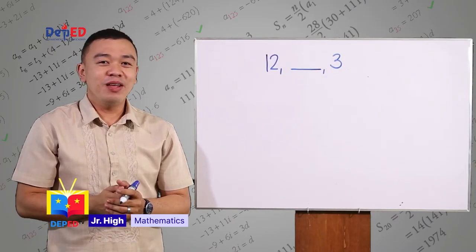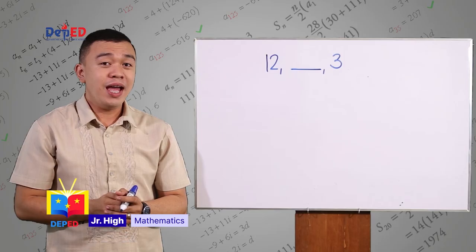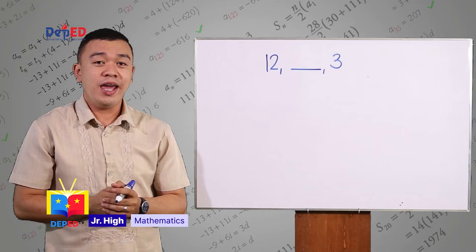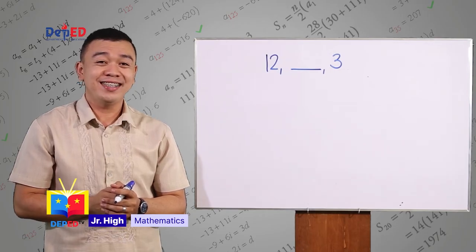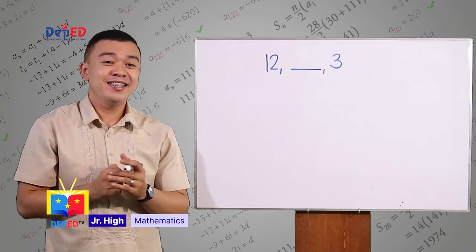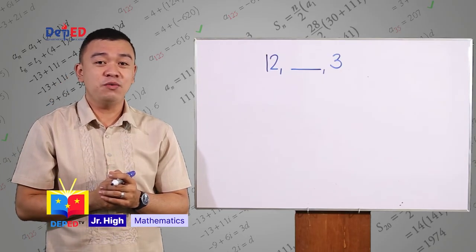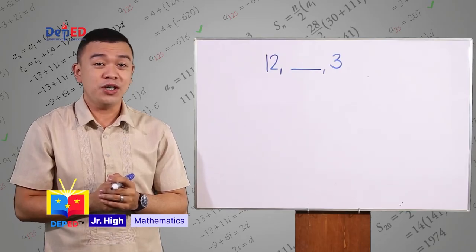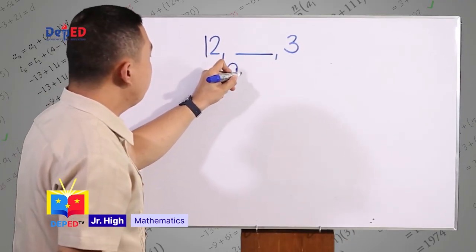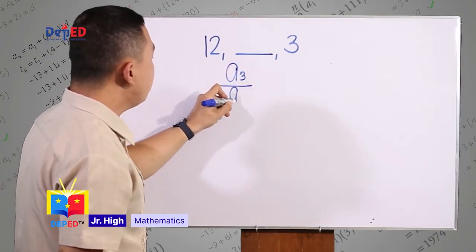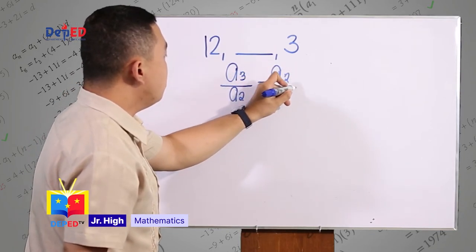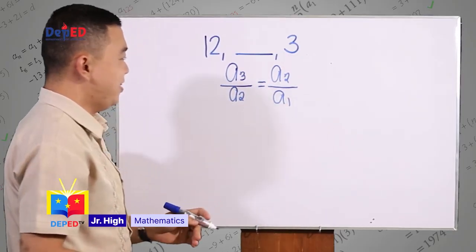Let's go back to the problem. 12, blank, 3. The first term is 12 and the last term is 3. Now, let us substitute. But remember, the common ratio refers to the ratio of two consecutive terms. With that, we will use a(3) divided by a(2) is equal to a(2) divided by a(1).